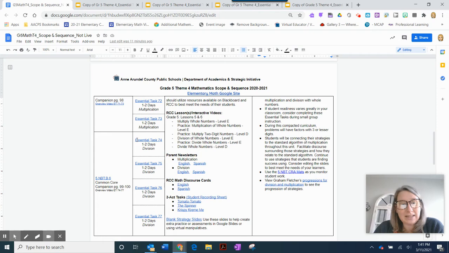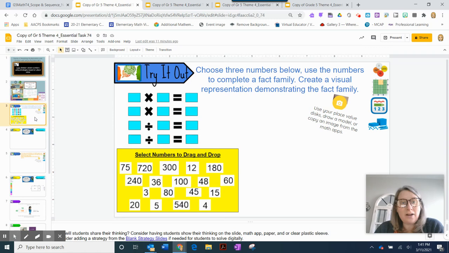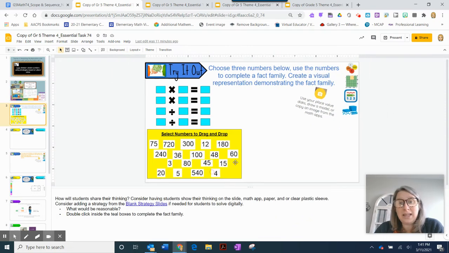Once again, we're going to be looking at essential tasks 74 through 77. Looking at essential task 74, we're going to start off just like we did in theme 1, looking at that relationship between multiplication and division. So how can I use that fact family? How can I use that understanding to help me understand how I can use some of these multiplication strategies to solve some of these division problems?